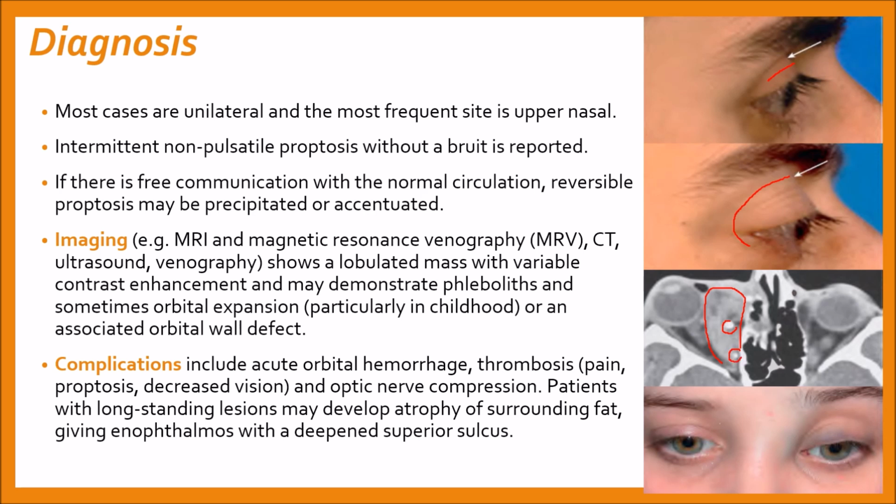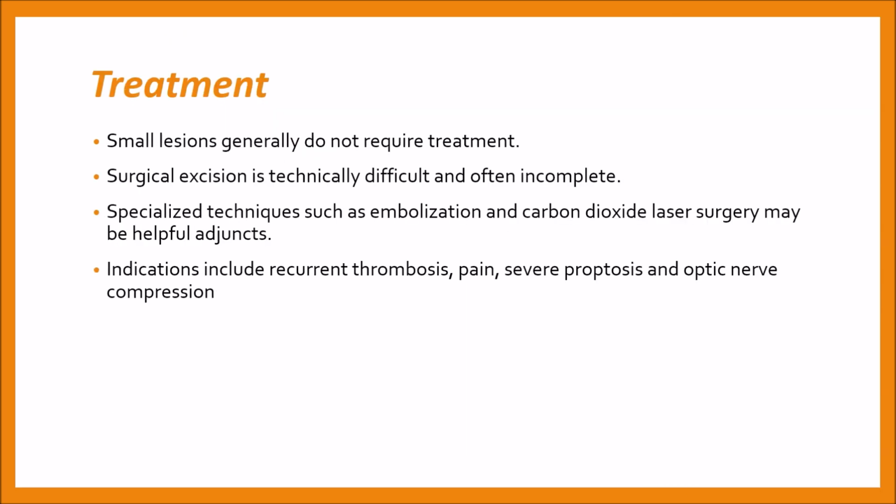Now, complications include acute orbital hemorrhage, thrombosis, which may cause pain, proptosis, and decreased vision, optic nerve compression. Patients with long-standing lesions may develop atrophy of surrounding fat, giving enophthalmos with deepened superior sulcus. As you can see here, the sulcus here is deepened, and it seems like that upper lid is bigger than the other eye. Now, small lesions generally do not require treatment.